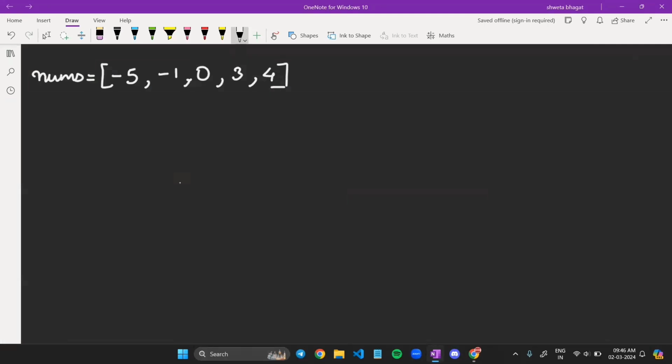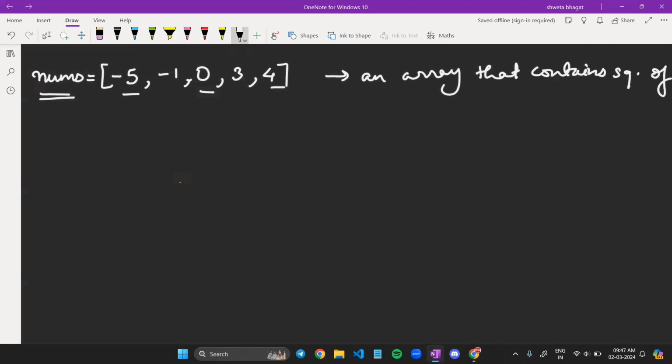According to the problem, we have been given an integer array nums such that it contains both positive as well as negative integers. What we have to return is an array that contains squares of each element in sorted order. Additionally, this nums is also sorted. You can see that we have -5, then -1, 0, 3, 4. So this is also in sorted order, right?